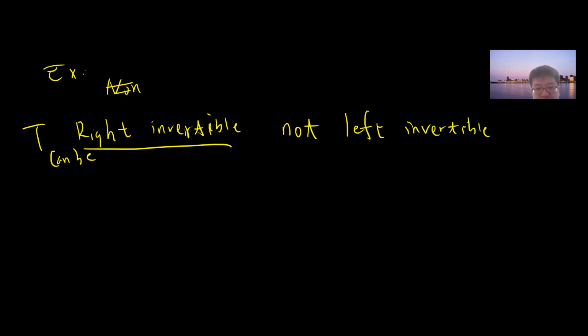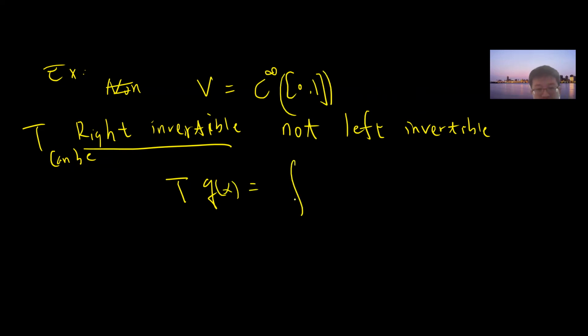Okay, so this looks stupid, right? But let's talk about examples. Suppose you choose T_Q. Let the vector space be all the infinitely differentiable functions on [0,1]. Your T_Q of x is defined to be the integral of Q(t) dt from 0 to x. Then you can define your S_Q of x to be the derivative.